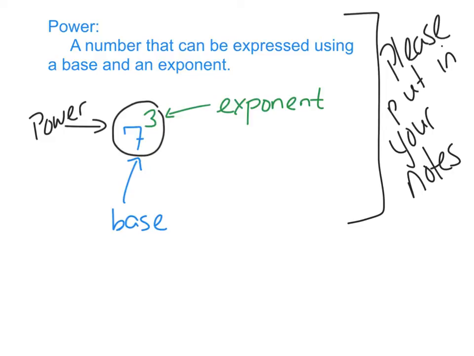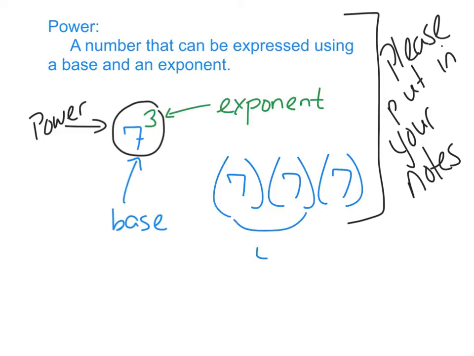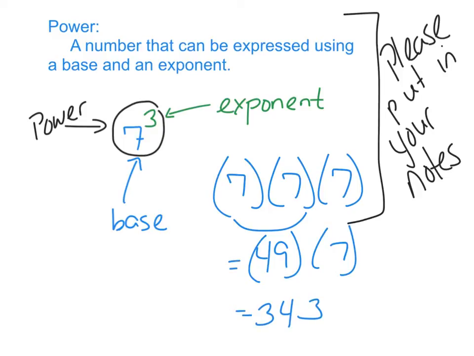Now what the exponent tells us is how many times the base will be a factor. So in the case of 7 raised to the third power, 7 is a factor 3 times. So it will be multiplied out 3 times to determine the simplest form. In this case, 7 times 7 is 49. 49 times 7 equals 343.